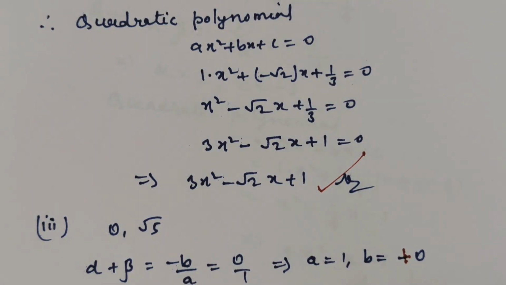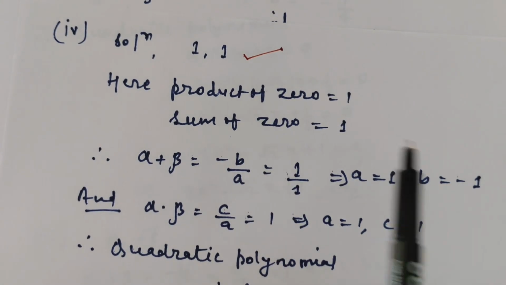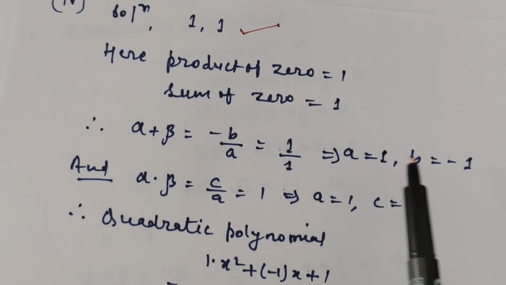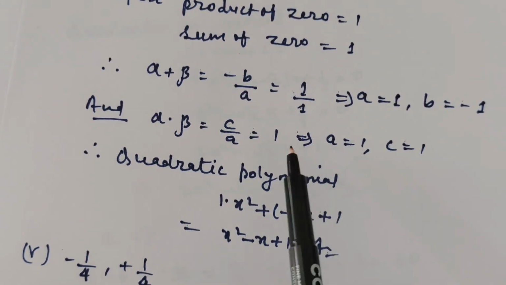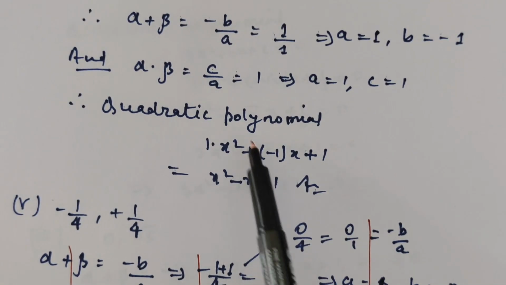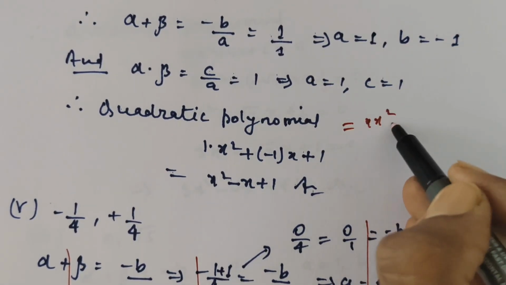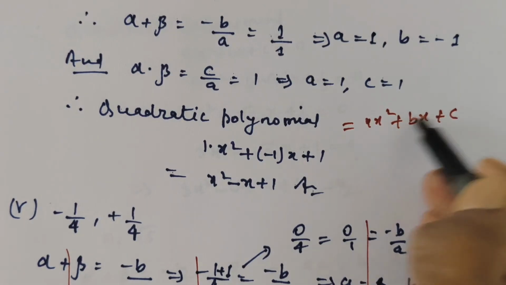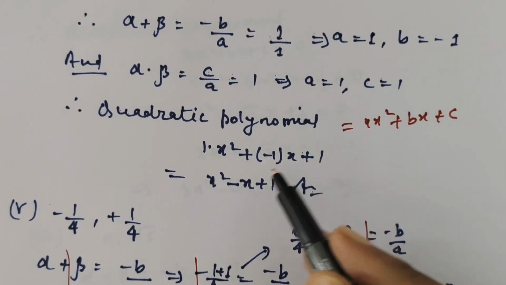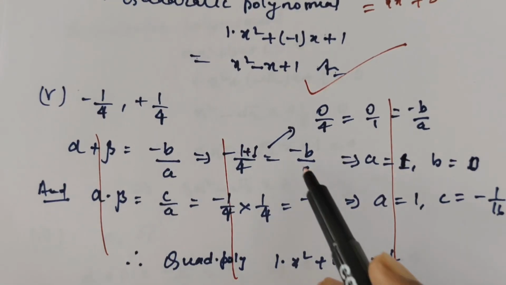Question number 4. How can you solve it? Look here. Here the 1 and 1. This is very important; you will be asked in the examinations. The product and sum of the zeros are given over here, so you can compare on this basis and get the final values of A, B, and C. Here the formula is x square plus bx plus c. On this basis, you put 1 dot x square, value of b minus 1, and value of c plus 1. After that, you will get x square minus x plus 1 over here. This is the wrong process.